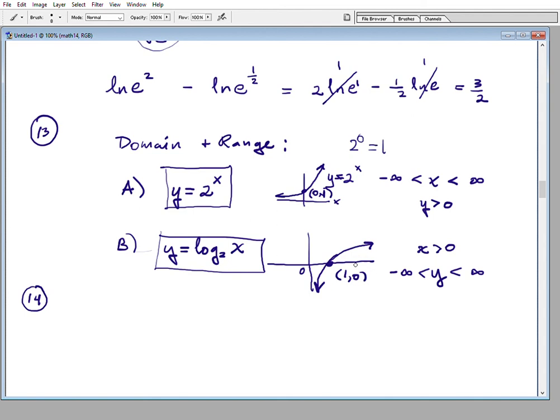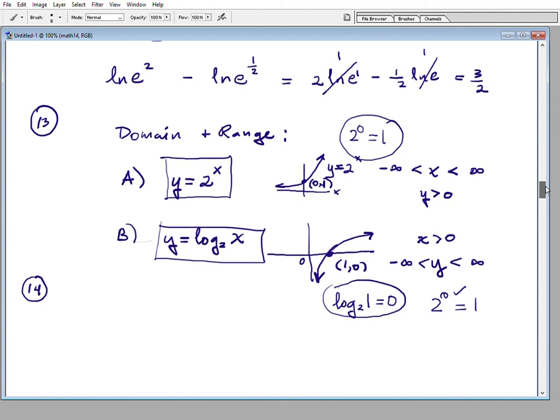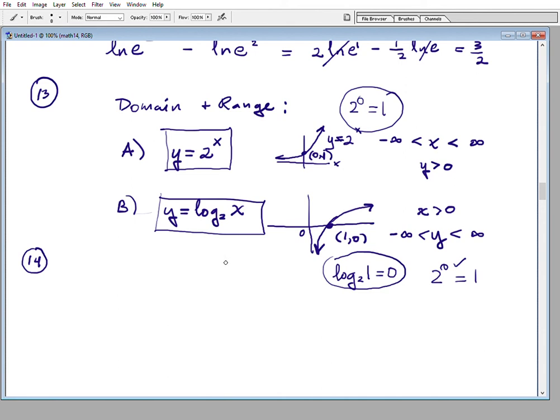Now here the inverse flips around the x and y coordinates, so the inverse will go through 1, 0. All right, let me just write down log base 2 of 1 is equal to 0. For the same reason that we wrote up here. Put this in exponent form, and we have base to the exponent, 2 to the 0, is equal to 1. Okay, so that's why we have this. All right, another type of equation to solve.